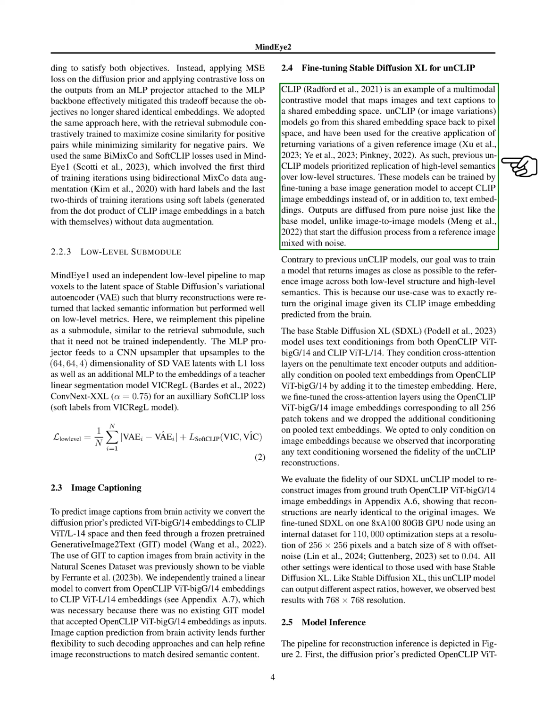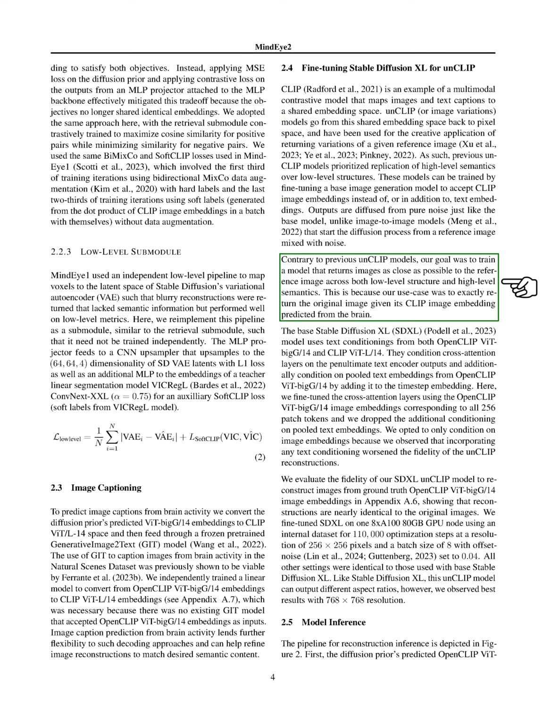CLIP is a model that maps images and text captions to a shared embedding space. Unclip models work in the opposite direction, going from this shared embedding space back to pixel space. Previous unclip models focused on replicating high-level semantics rather than low-level structures. Our goal was to train a model that can return images closely resembling the reference image in both low-level structure and high-level semantics.